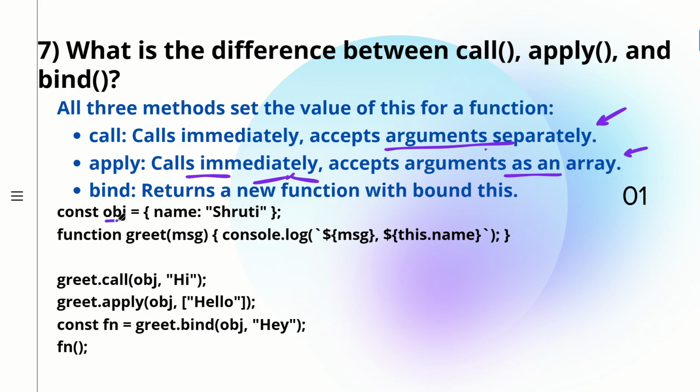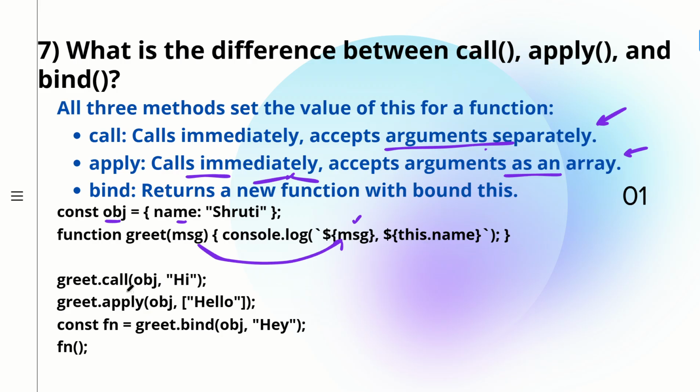We are having an object, const obj with the property name Shruti. So this is our object, and we will be making use of it for one specific context. So obj will be our context from where we want to run it, and this is our function greet, and inside this function we are doing console.log of message. What is this message? Message is your argument, basically whatever is the argument, and this.name will be your context, like which object this function is referring to.